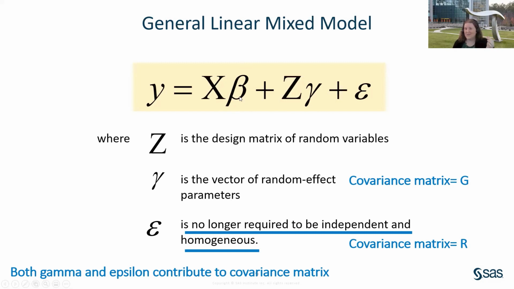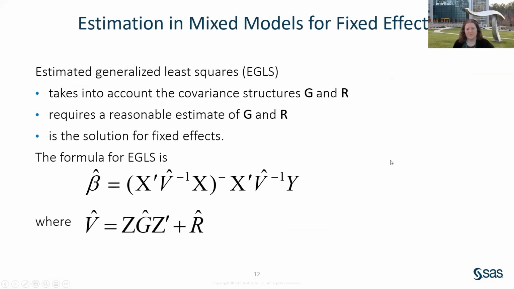But in order to get estimates for beta, we're also going to need estimates for all the parameters involved for the variance covariance matrices of gamma and epsilon. So we need to estimate the betas, we need to estimate all the elements of G, and then we need to estimate all the elements of R. So let's talk about how we're going to estimate the elements of beta.